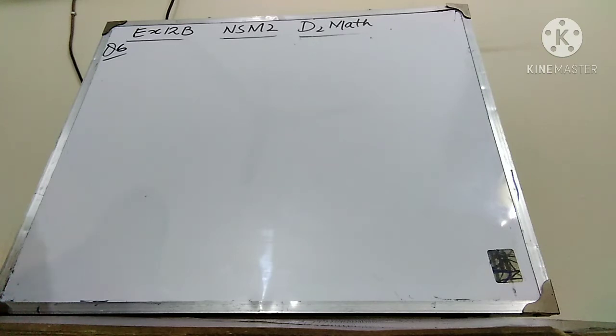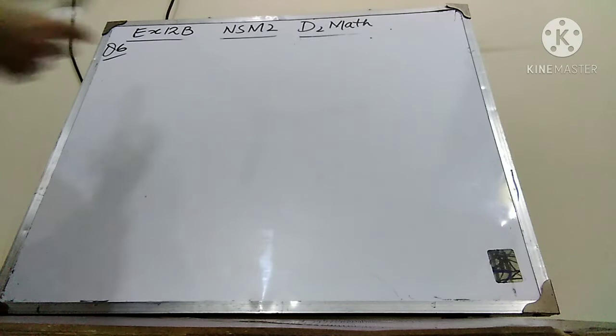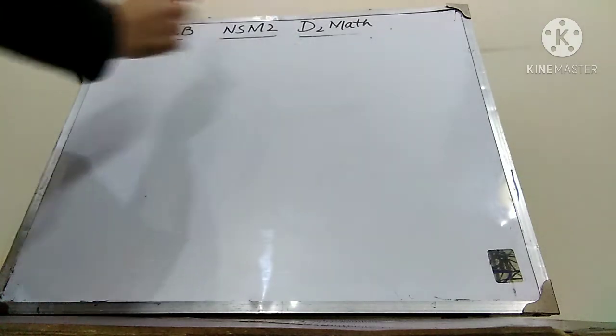Today our lecture is related to chapter 12, which is volume and surface area of the pyramid. I am going to explain question number 6 of exercise 12b. Your book is New Syllabus Mathematics 2, T2 Math.